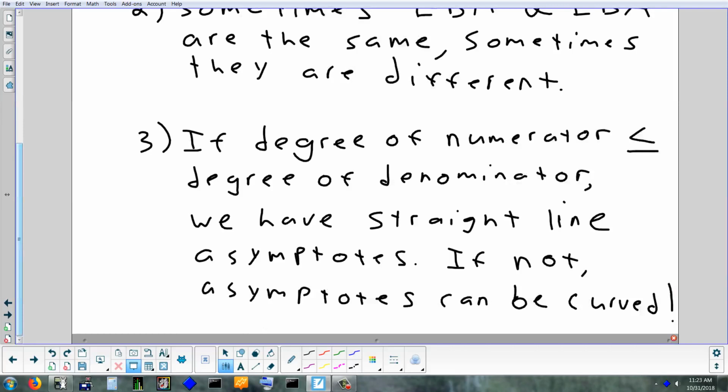Now, I'm going to show you the graph of a curved asymptote. I'm not going to spend a lot of time on it, but I'll show it to you on the calculator. I want to spend more time on the slant asymptote. This is the only case that they can be curved, when the degree in the top is larger than what's in the bottom. So any questions on that? When you can get a curved asymptote and when you can't.